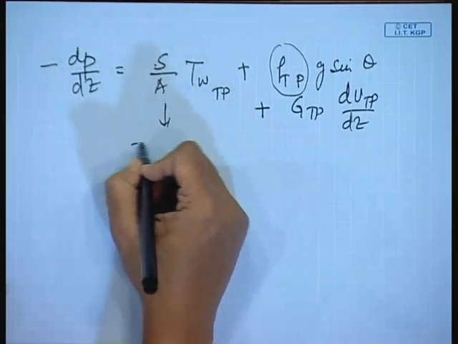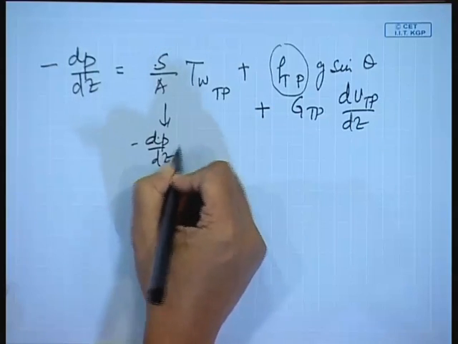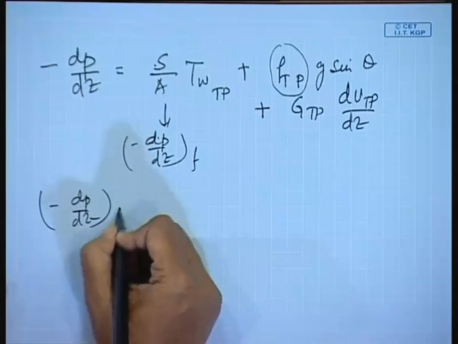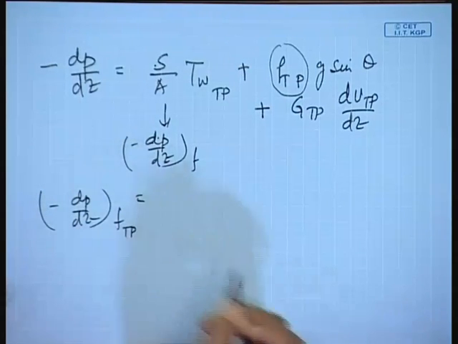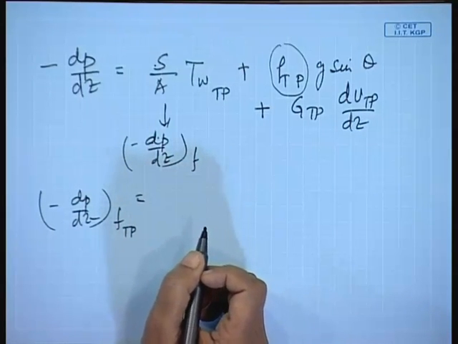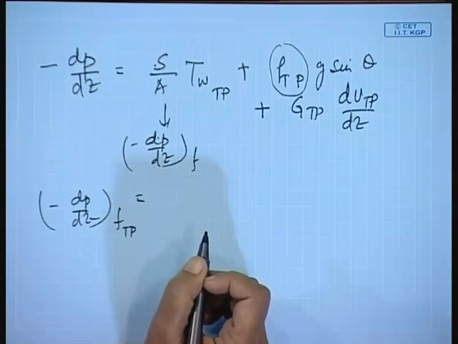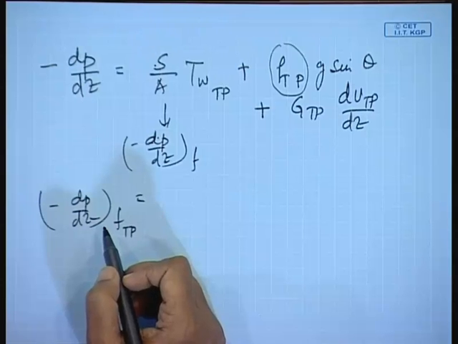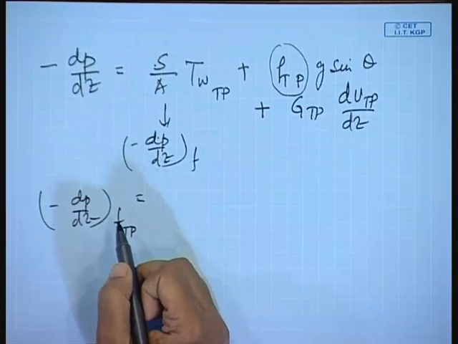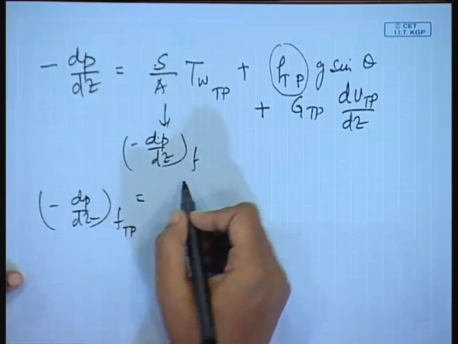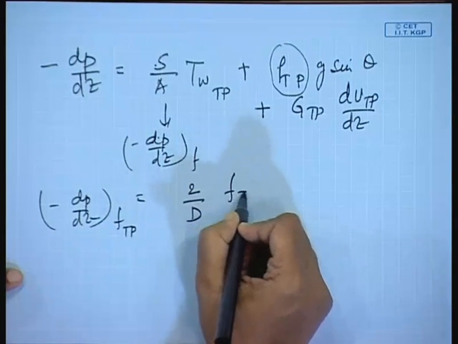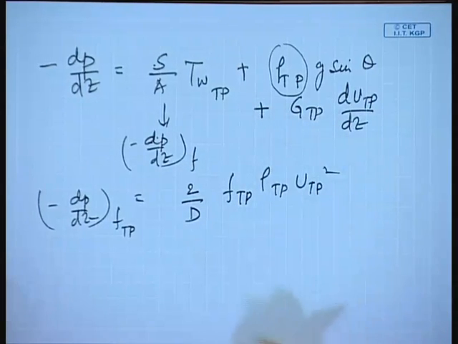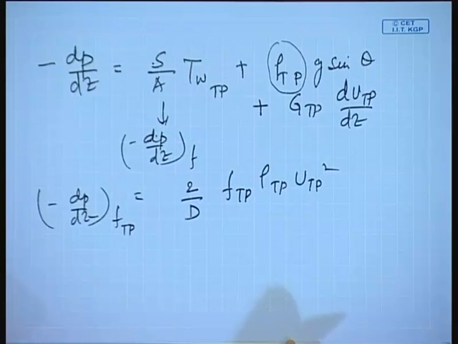Initially, let us take up the frictional pressure gradient, minus dP/dz frictional, for the two phase flow situation. Suppose we take the analogy from single phase flow equations, then we know that this frictional pressure gradient can be expressed in terms of friction factor and other things. What was the basic definition? I do not know whether you remember it or not. This is friction factor, rho TP UTP square. This equation definitely you should be remembering, isn't it?